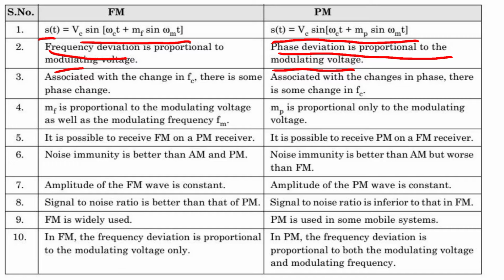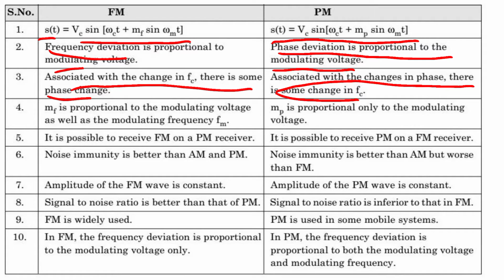the message signal. Now coming to the third point, associated with the change in Fc, there is some phase change. That means in frequency modulation the phase of the carrier changes, with that some phase also will be changed. Okay, that is this point. And coming to phase modulation, that is associated with the change in phase, there is some change in frequency. Here also with phase there is some frequency change.